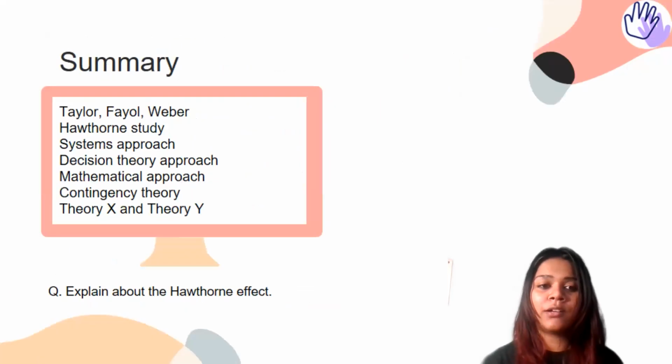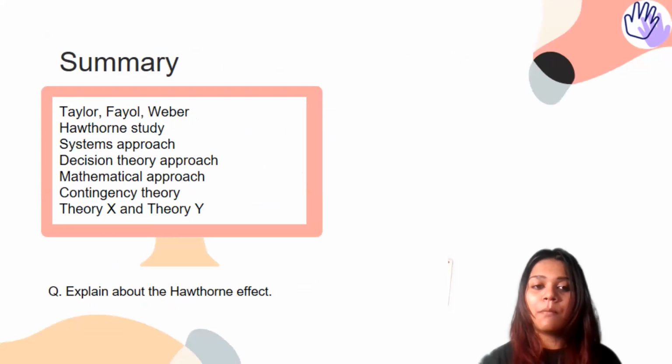Lastly, I would like to conclude by summarizing that we have learned about Taylor, Fayol, and Weber's management styles, and the Hawthorne effect. We studied the systems approach, decision theory, mathematical and contingency approaches, and Theory X. A question to reflect on is to explain the Hawthorne effect. If you're able to do it, understand that you have understood the gist of the session.